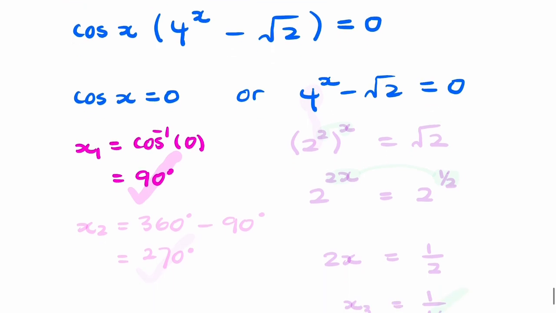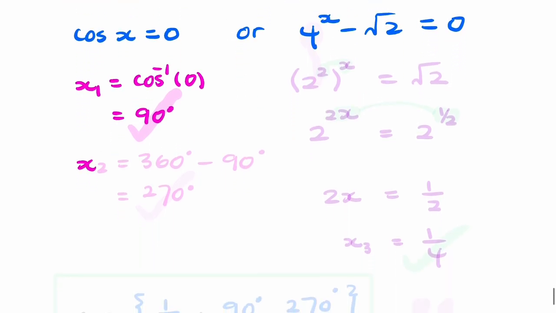And we can find the second solution. We can say x2 is 360 minus the first solution, which is 270 degrees. And that's also within the specified range. So that's an acceptable solution.